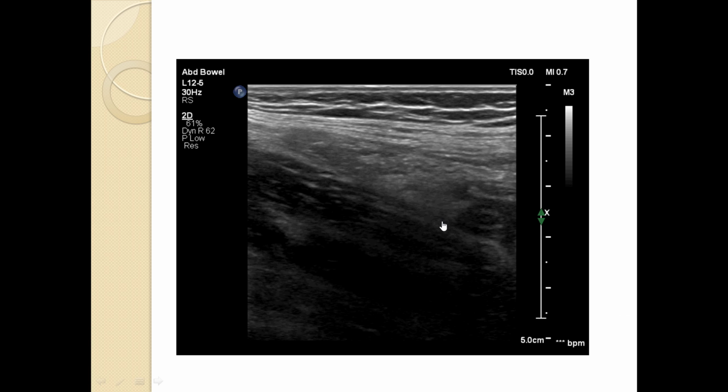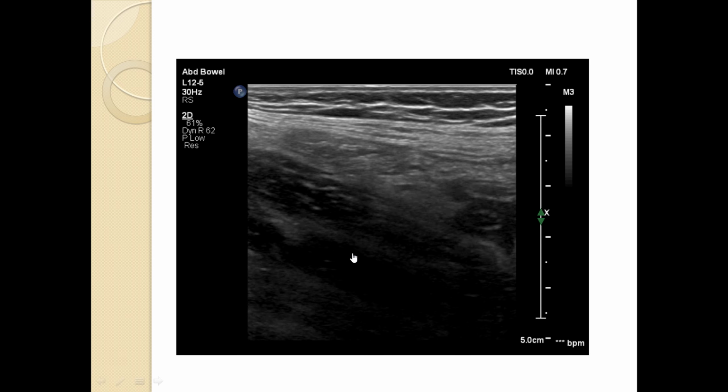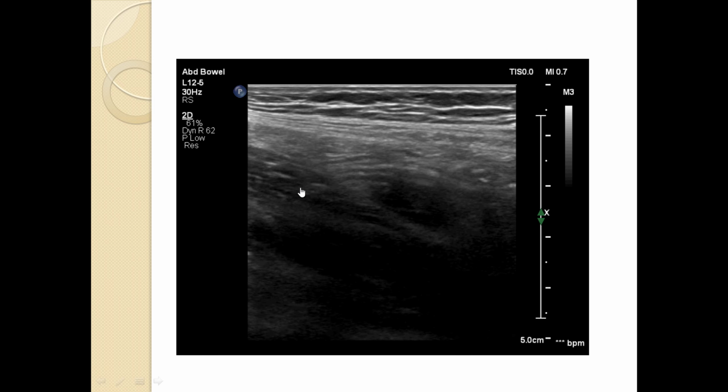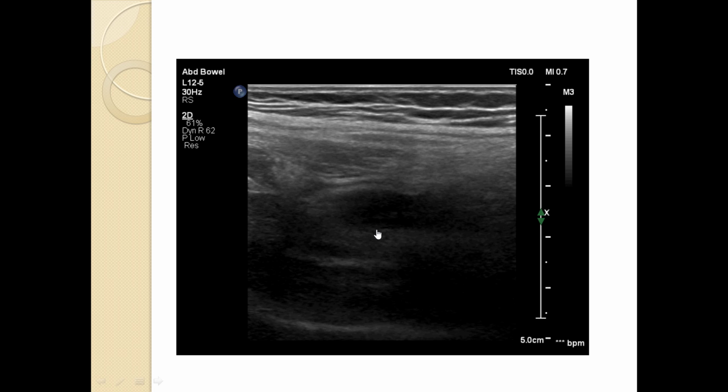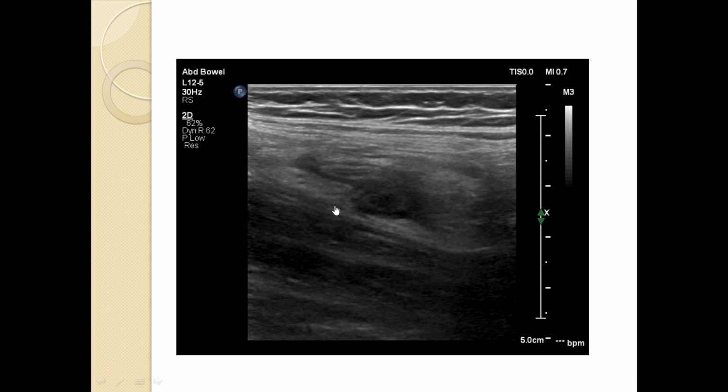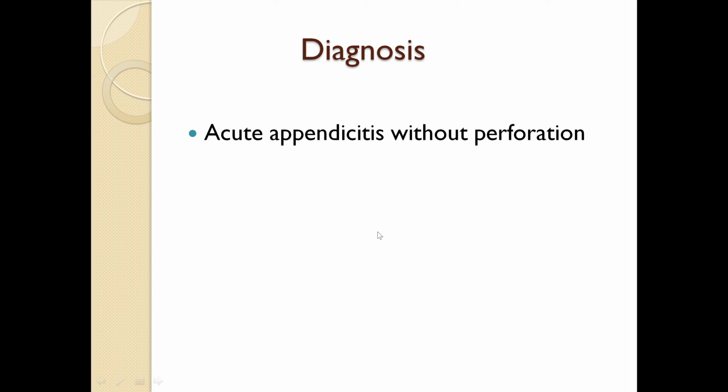On ultrasound, how to trace appendix? I will demonstrate that on this cine image. First, we need to identify ileocecal junction and base of the cecum because appendix arises from the base of the cecum. So in this cine image, we can see this is terminal ileum which is arising from the cecum. This is the cecum and posterior to it, this is the appendix which is dilated and hypoechoic in appearance. So based on these findings, the diagnosis of acute appendicitis was given without evidence of perforation.